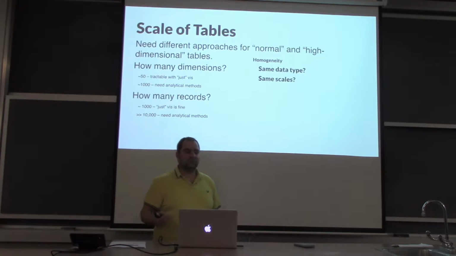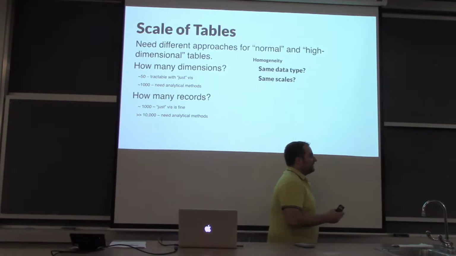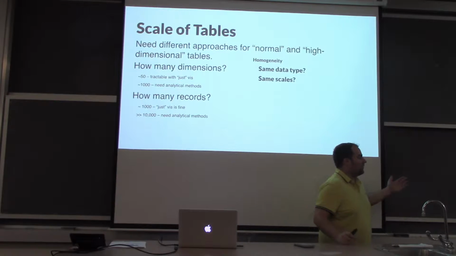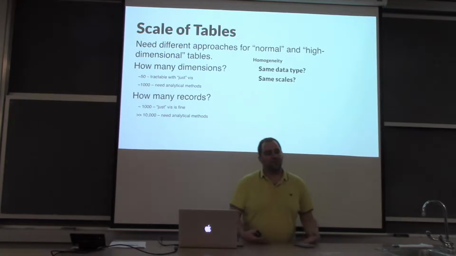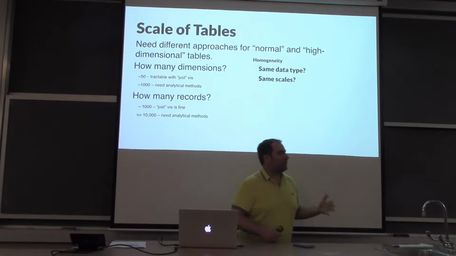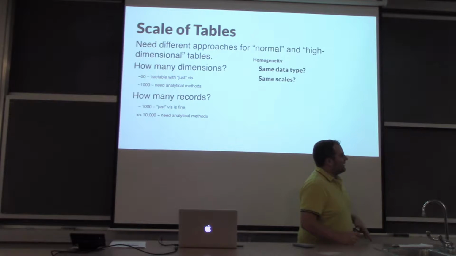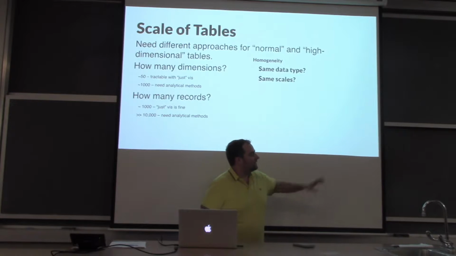If you have about 1,000 records, just using visualization without any computational means is fine. But if you have, let's say, more than 10,000 records, you typically need to do something first, like we talked about last time: clustering, filtering, querying, aggregation, things like that. And so we'll be talking a little bit about this distinction.